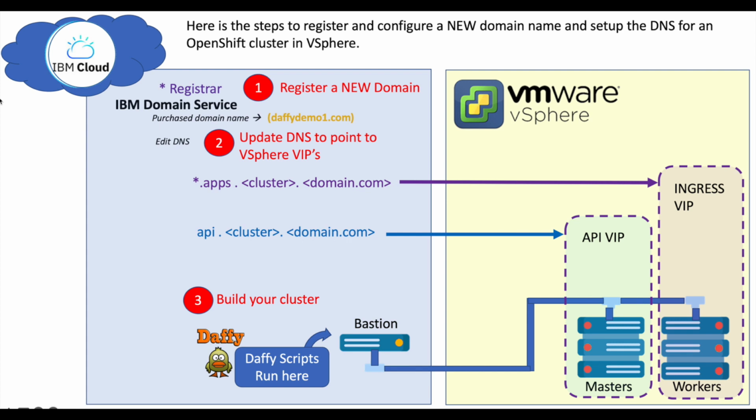Here is a high-level overview of what I'm going to do. First, I will register a new domain name using IBM Cloud. Next, I will update the DNS records of my new domain to point to two virtual IP addresses that will be used to route traffic to my OpenShift cluster. Lastly, I will run the DAFI scripts to deploy my OpenShift cluster in VSphere.